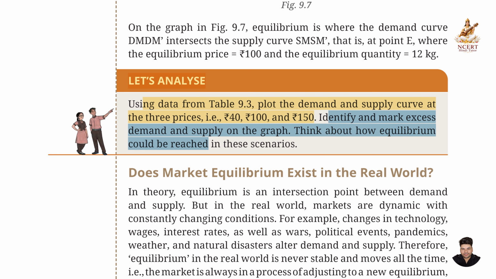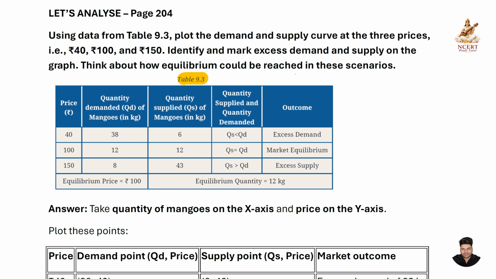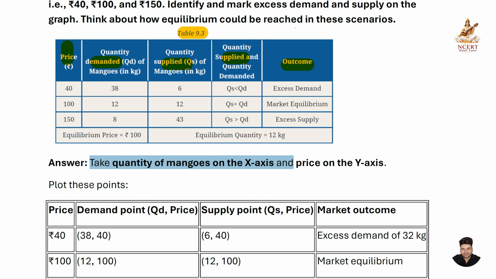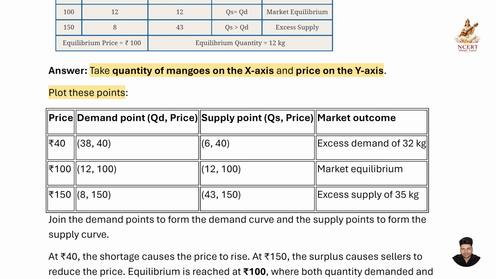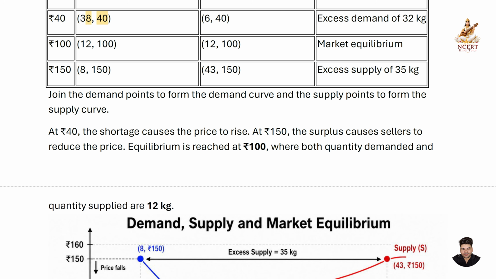Think about how equilibrium could be reached in these scenarios. So friends, this is Table 9.3: price, quantity demanded of mangoes, quantity supplied of mangoes, and outcome. Take quantity of mangoes on the x-axis and price on the y-axis. Plot these points. So friends, these are the points on the x-axis and y-axis. This is for the demand point and this is for the supply point. Join the demand points to form the demand curve and the supply points to form the supply curve.